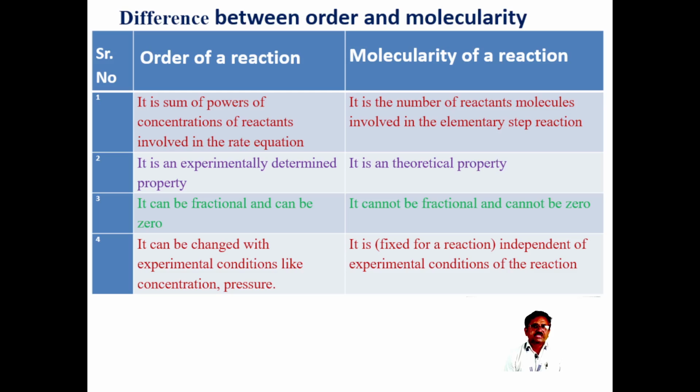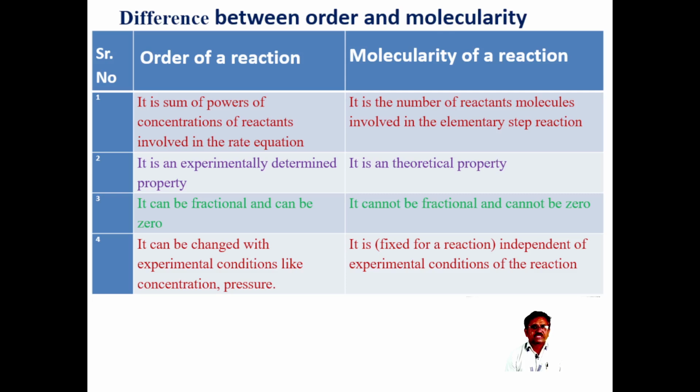Second point, order of reaction is an experimentally determined quantity or property, while molecularity of reaction is a theoretical property, not an experimental property. Order of reaction can be fractional and can be 0, but molecularity of reaction cannot be fractional or 0.